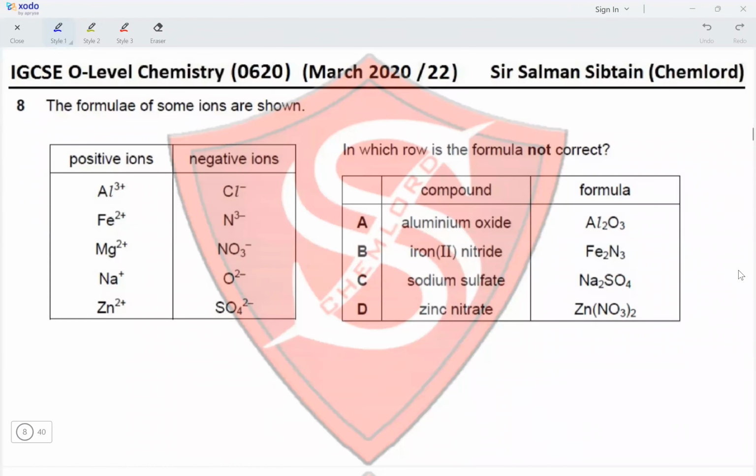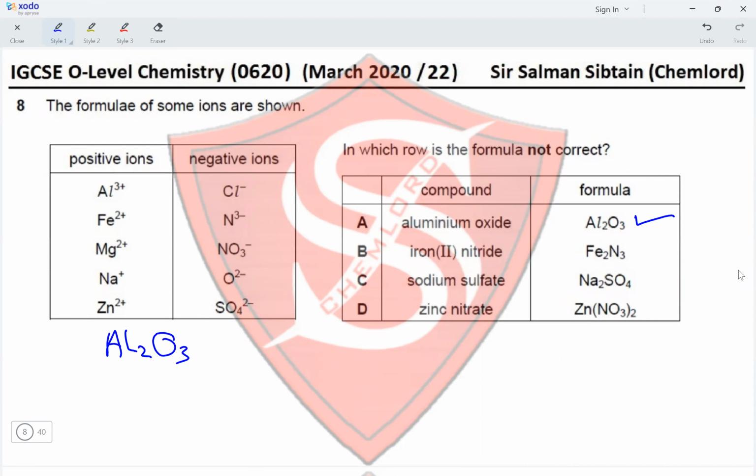Question 8. The formulas of some ions are shown. In which row is the formula not correct? So we have aluminum oxide. Aluminum has a charge of +3. Aluminum oxide would be Al2O3. So this is correct. Iron 2 nitride.